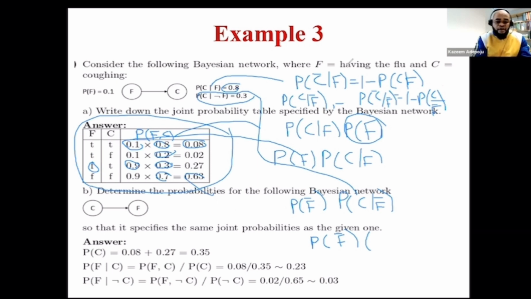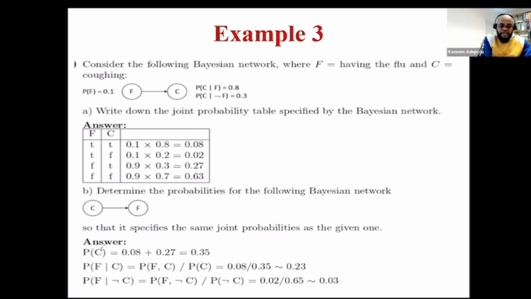So the next thing you're basically going to do after setting up the table, they can ask you another question. So that is done. Now another question says, determine the probability for the following Bayesian network. Right now you actually have F depending on C. And they said it specifies the same joint probability as the given one, so you're basically going to use that here.